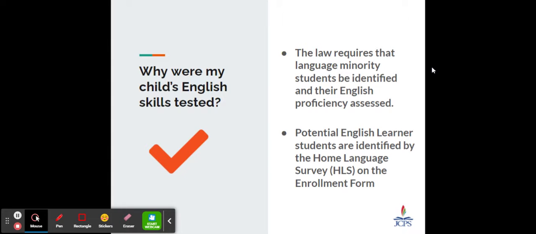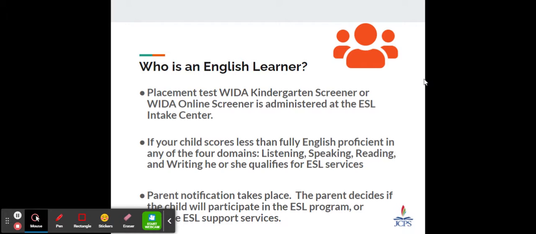Your child is in an ESL program in Jefferson County Public Schools. Why is your child tested in English as a second language? The federal law requires that language minority students be identified and their English proficiency assessed. Potential English learner students are identified by the home language survey on the enrollment form.